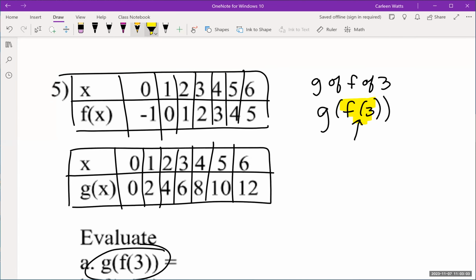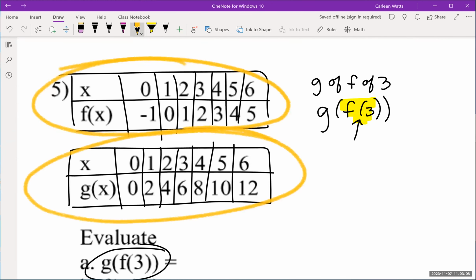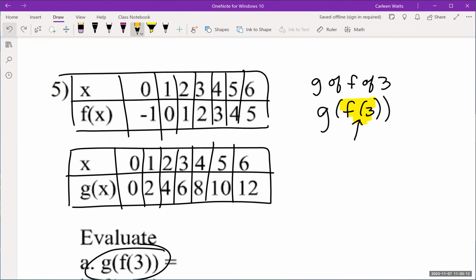Okay, so I need to go. Am I going to the F box or the G box? I'm going to the F box, right? And I want F of 3 right there. I start at the top. So when X is 3, F of 3 is 2. So I take out F of 3 and I replace it with 2.